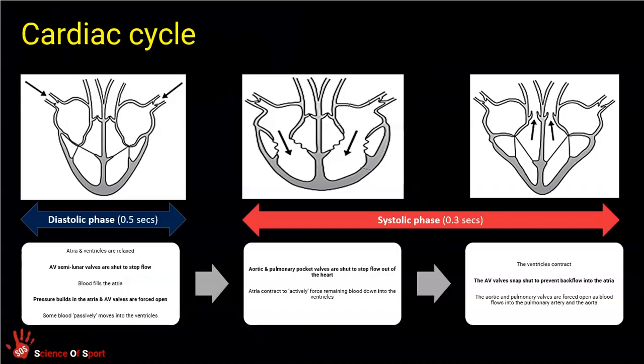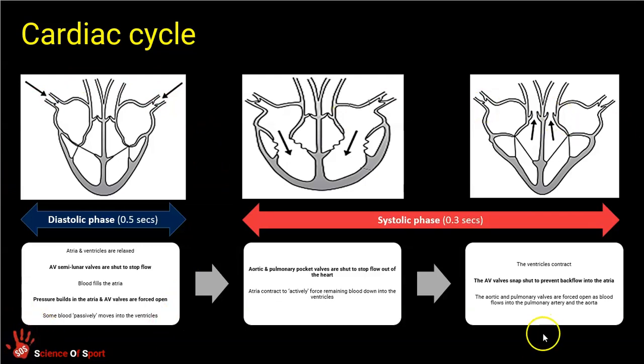So very quickly, just to recap what the cardiac cycle is. The cardiac cycle is the relaxation phase, which we call diastole, and the contraction phase, which we call systole, of the heart. So the heart relaxes and fills with blood, and then the heart contracts and ejects blood. And the contraction part of this actually has two phases. The atria contract and push blood down to the ventricles, and then the ventricles contract and push blood up and out of the aorta and the pulmonary artery. So the cardiac cycle involves a relaxation phase and a contraction phase.